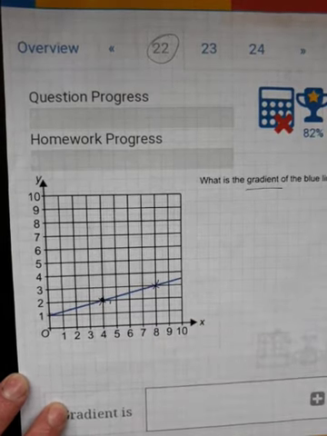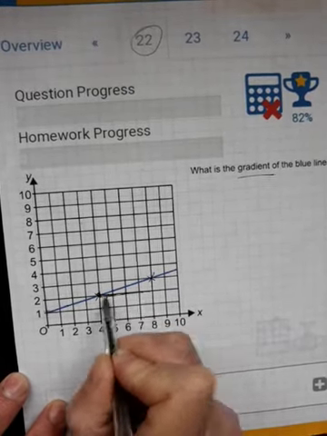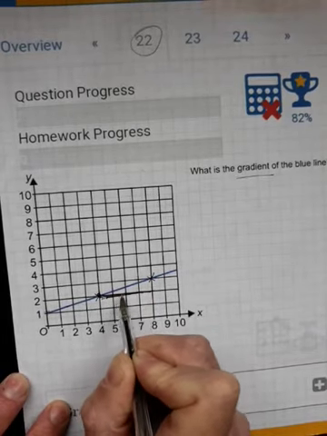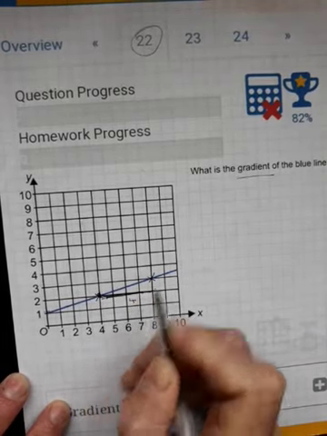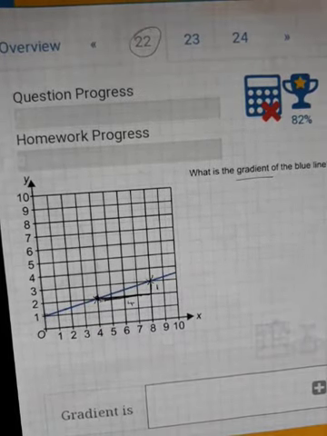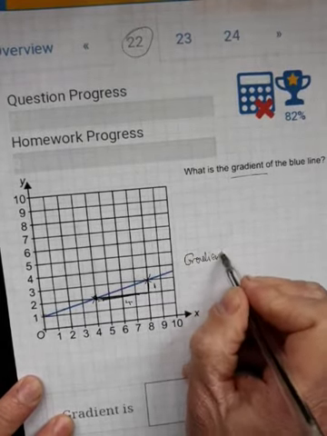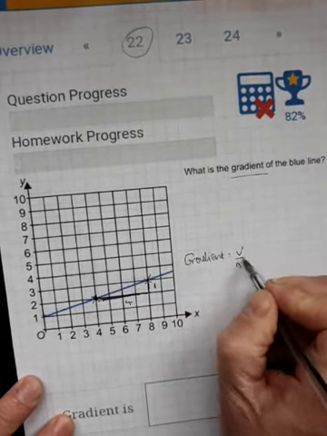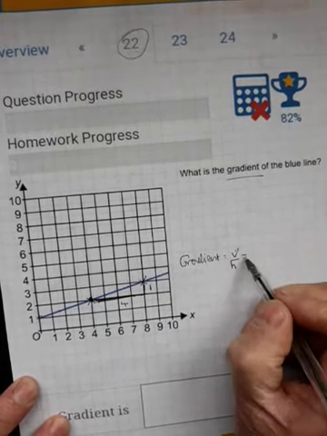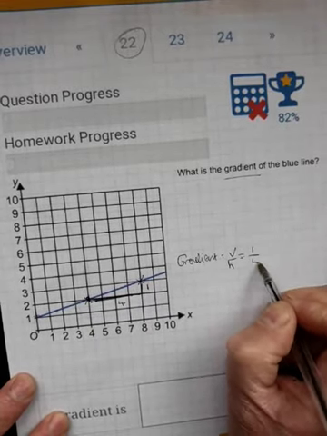Okay, so let's have a look now. To get from this point to this point, how far horizontally do we have to move? We have to travel 1, 2, 3, 4 squares horizontally and 1 square vertically. Okay, now be careful here. Remember, the gradient is the vertical divided by the horizontal, sometimes called the rise over the run. Rise over the run. Vertical, in this case, is 1 and horizontal is 4.